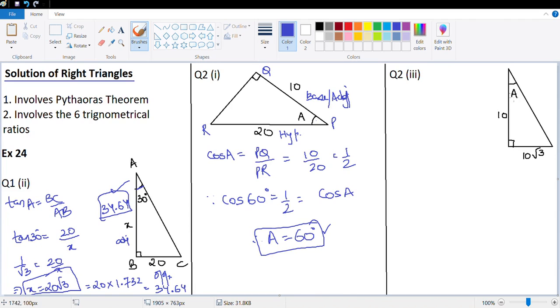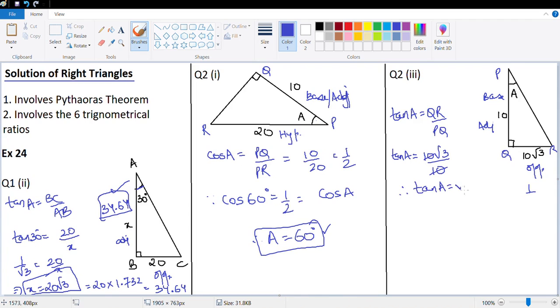Again, we need to find the value of angle A. So if this is point P, this is point Q, and this is point R. For this reference angle, we are looking at opposite or perpendicular upon base or adjacent, which means we are looking at tan. So tan A would be equal to QR upon PQ. In this case, QR is given as 10 root 3 and PQ is given as 10, which means tan A is equal to root 3.